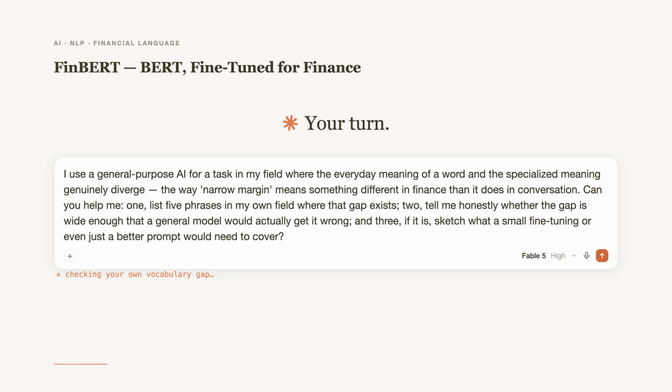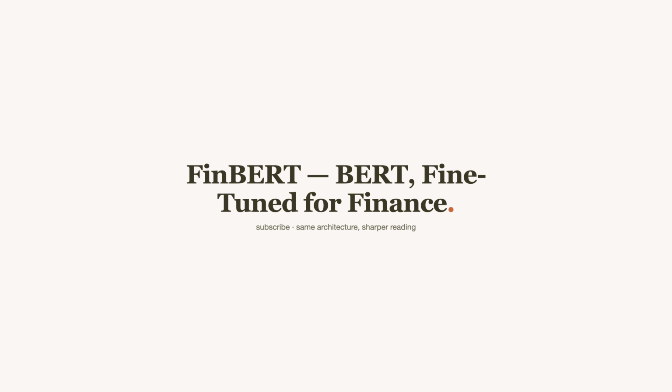Paste that into Claude and find out if your own field has a narrow margin problem hiding in it. Same architecture, sharper reading. That's Anjana.